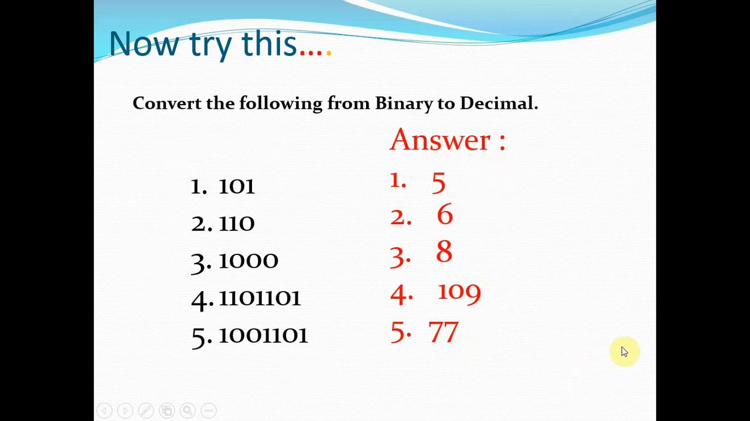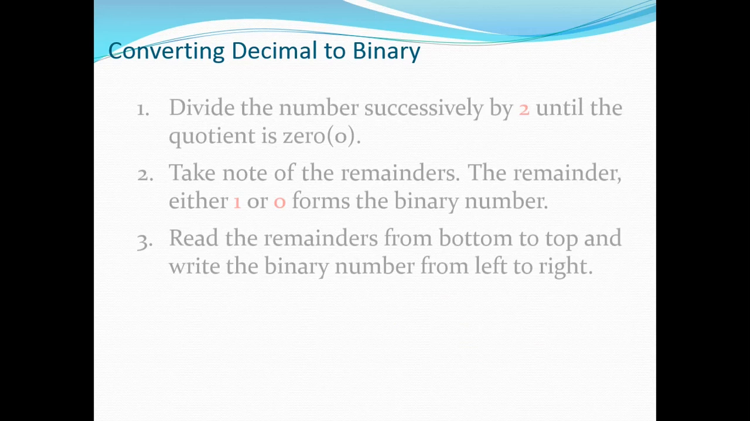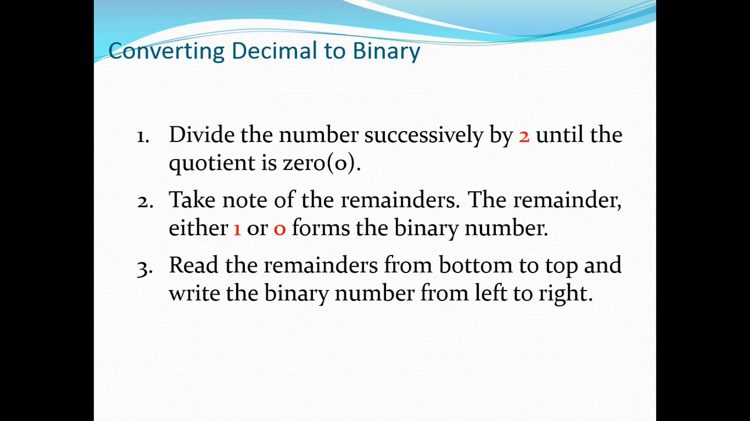Okay, how about the other way around? How do we convert decimal to binary? Now these are the procedure. First, divide the number successively by 2 until the quotient is 0. Remember, take note of this: successively by 2 until the quotient is 0. Then take note of the remainders. The remainder is either 1 or 0, and it would form the binary number.